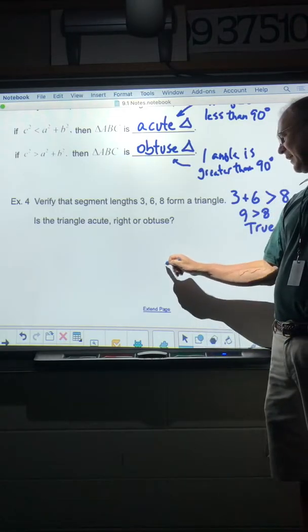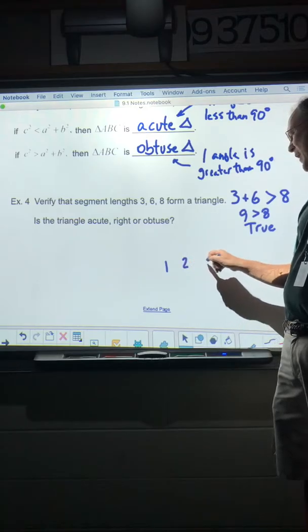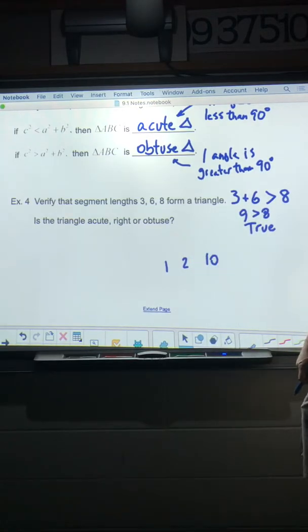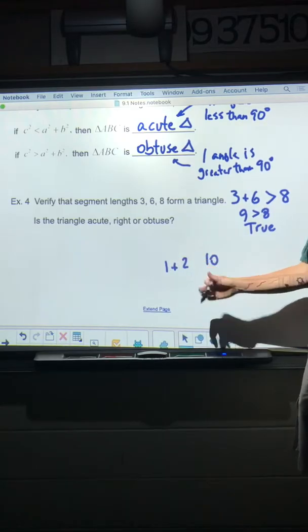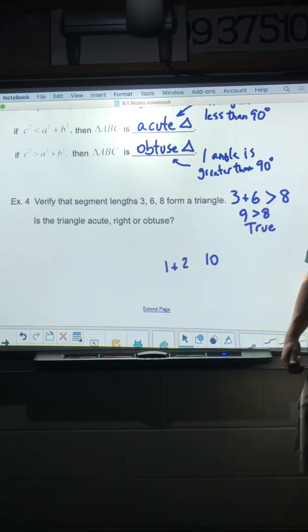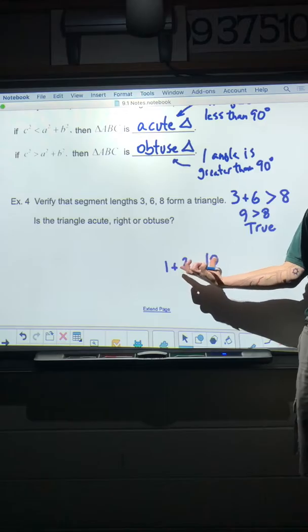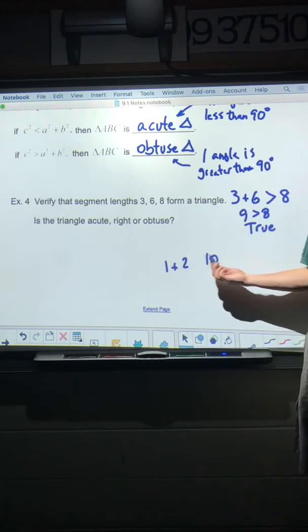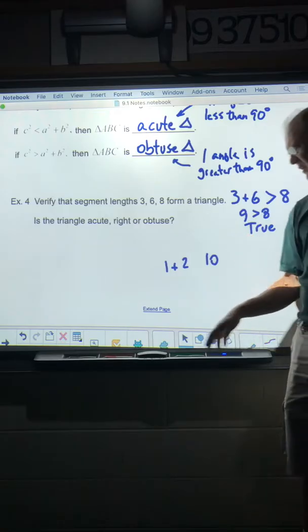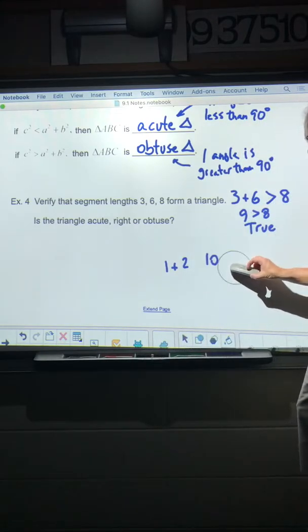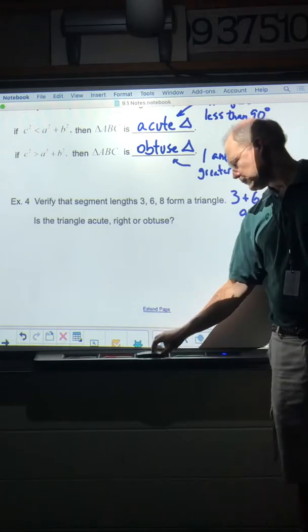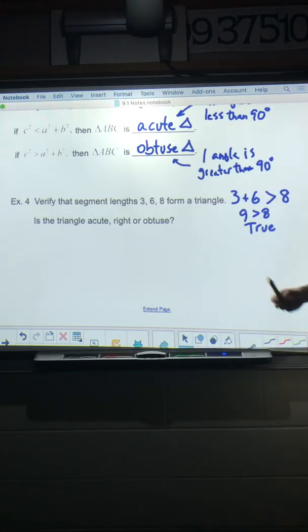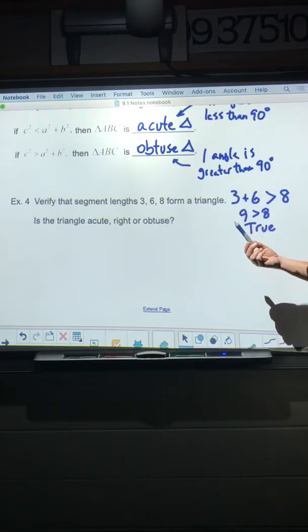If I had had like 1, 2, and 10, so 1 plus 2 is not greater than 10. So it would be impossible to make a triangle with sides 1, 2, and 10. Impossible to make a triangle. Okay, so it is a triangle.